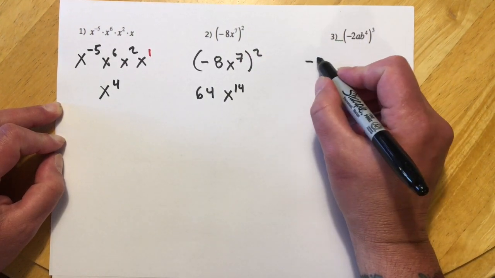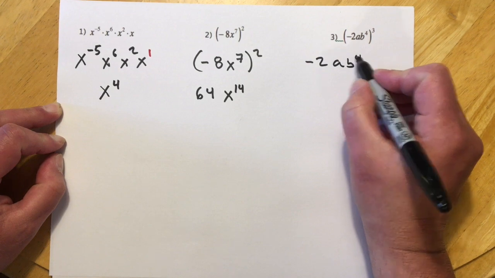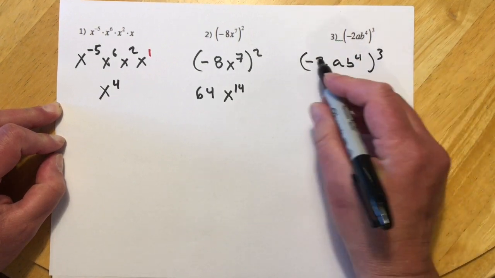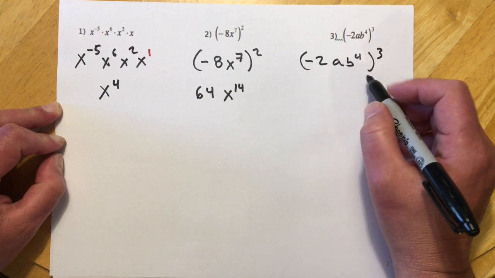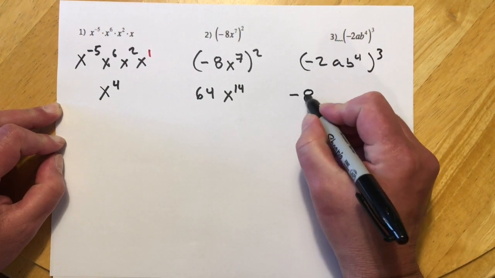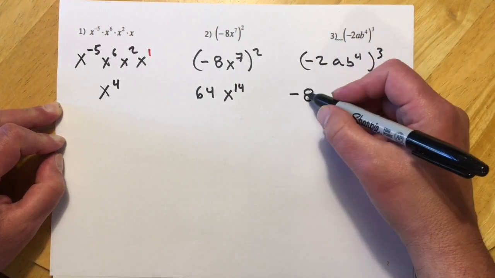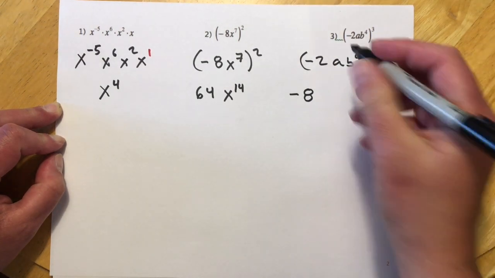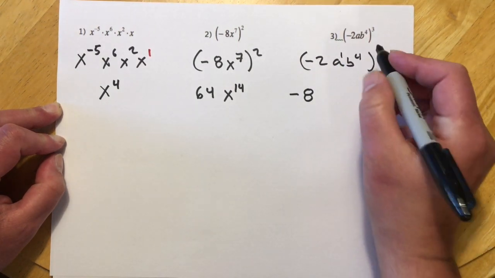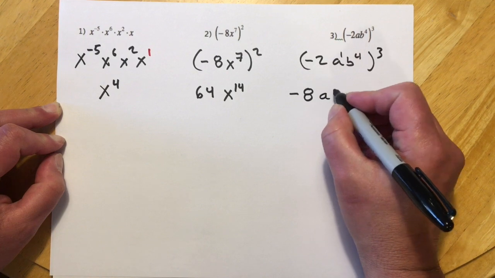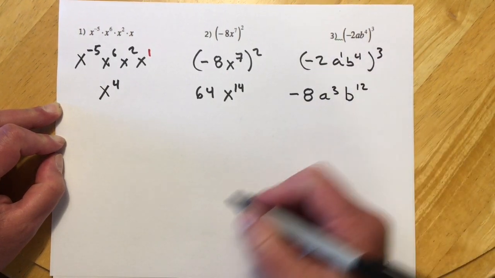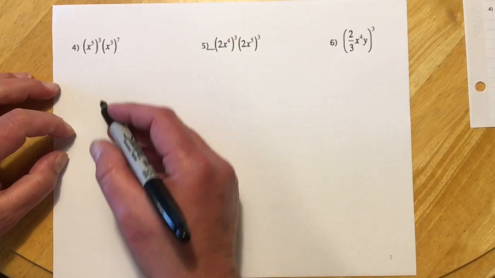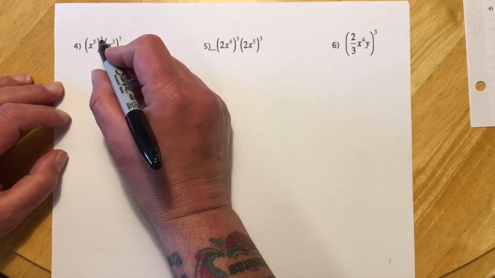So number 3 is negative 2ab to the fourth, cubed. So this time we have an odd power, so that's really negative 2, negative 2, negative 2. So it's going to be negative 8. So when we raise a negative to an odd power, we get a negative value. This is a little invisible 1, so 3 times 1 makes a cubed, and 3 times 4 makes b to the 12th. Okay, number 4, this is x to the 5th, to the 3rd.